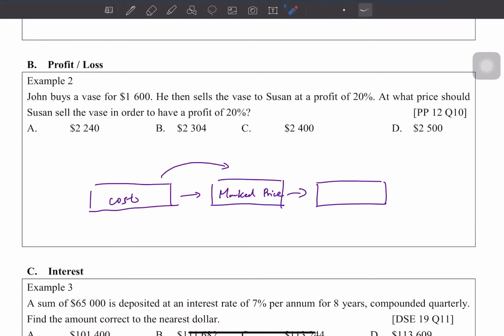Remember the direction must be this one. Sometimes the supermarket or some shop will have a sale so that we have a discount. Selling price may be equal to the mark price. If we have the discount, for the selling price, we need to calculate times 1 minus the discount rate. How about the cost? 1 plus the percentage profit.